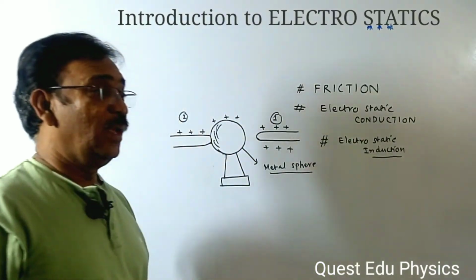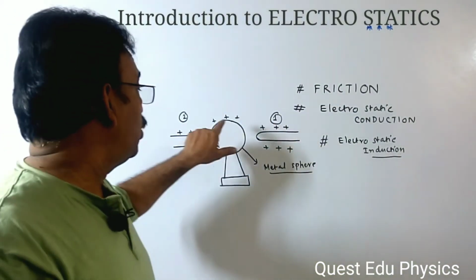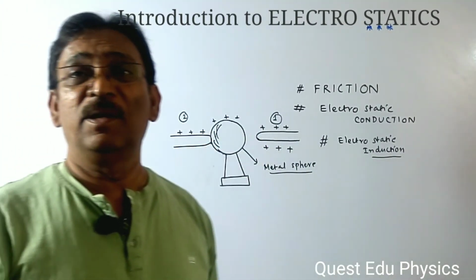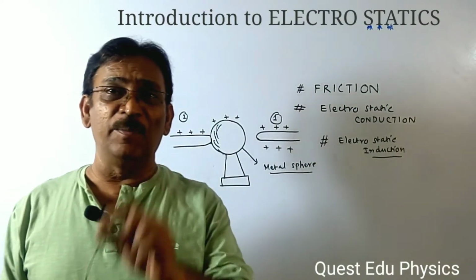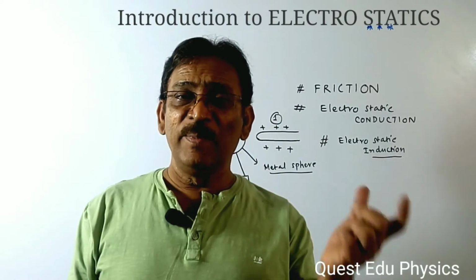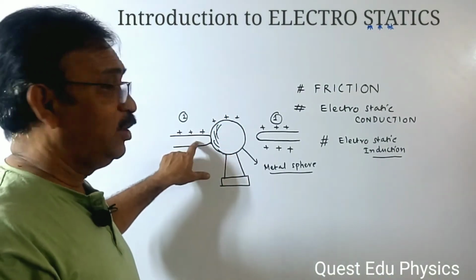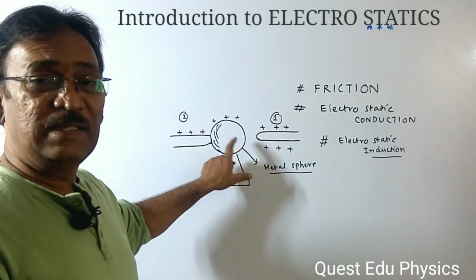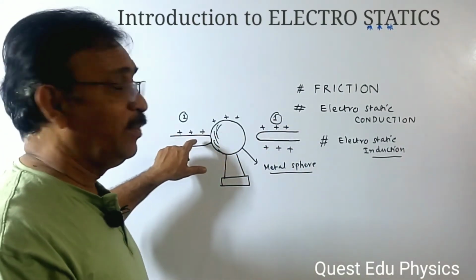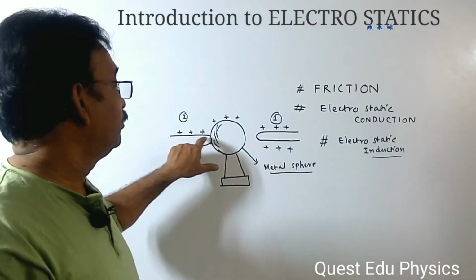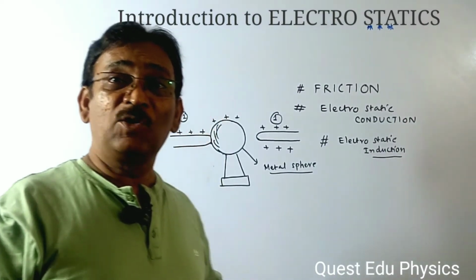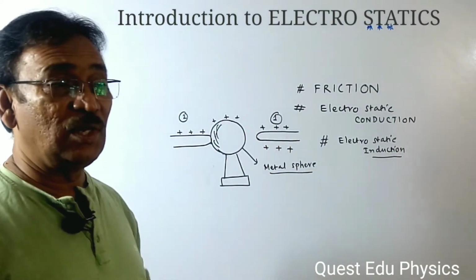Okay, students, conduction means what? With actual contact, we transfer charge from one body to another till the two bodies reach equilibrium. Conduction is the process in which charge is transferred from one body to another till they reach equilibrium. It has 6 units of charge, and the charge will be distributed equally among these two bodies. By actual contact, we are transferring the charge.